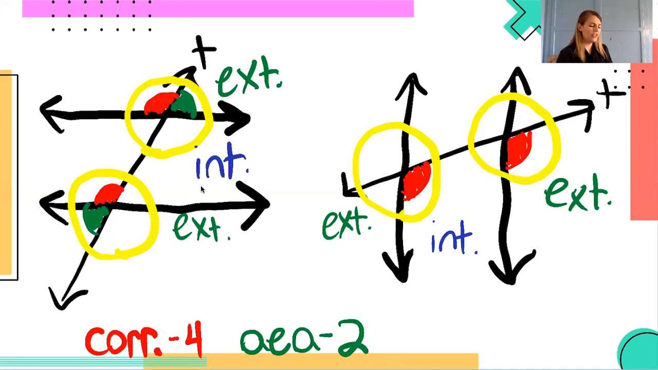When we're looking at our sideways example, we're still looking at the exterior and the opposite sides of the middle line. Those are alternate exterior angles.